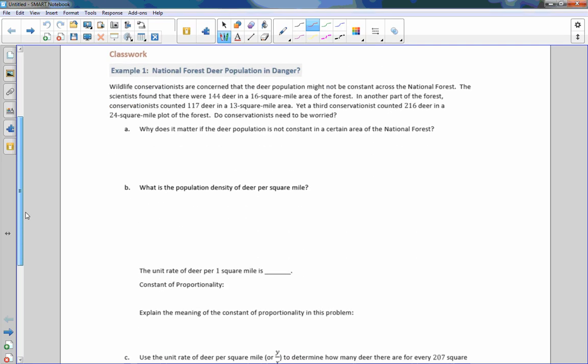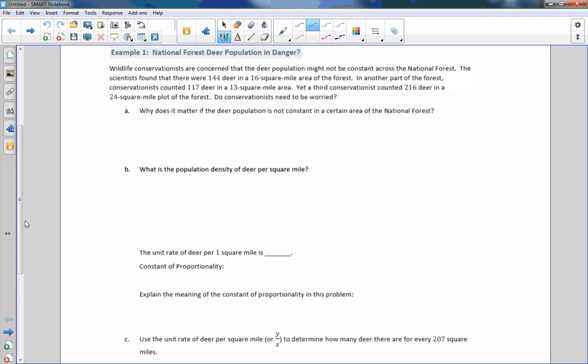Okay, so classwork says, Example 1, National Forest deer population in danger? Wildlife conservationists are concerned that the deer population might not be constant across the national forest. The scientists found that there were 144 deer in a 16 square mile area of the forest. So there's our first bit of information.